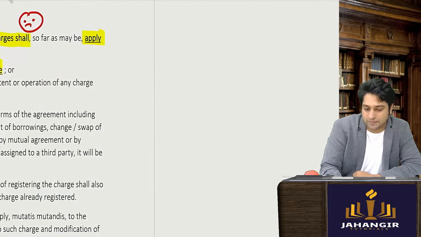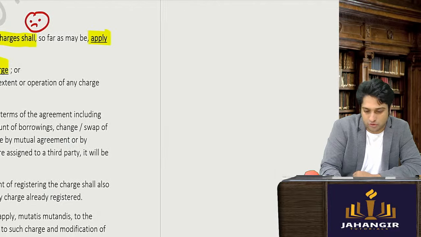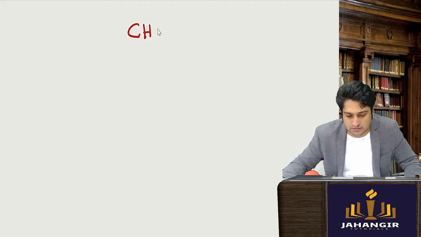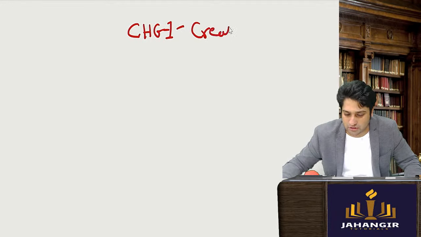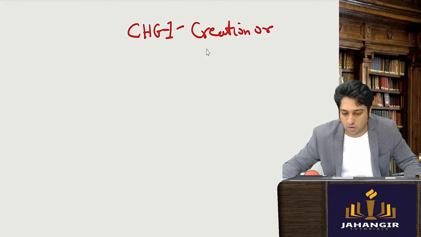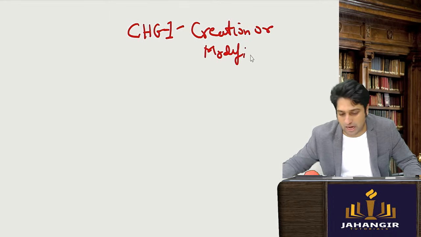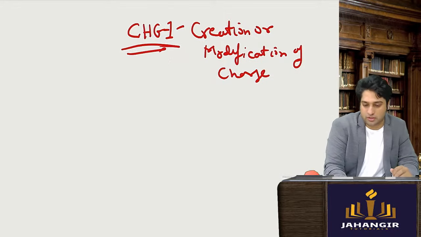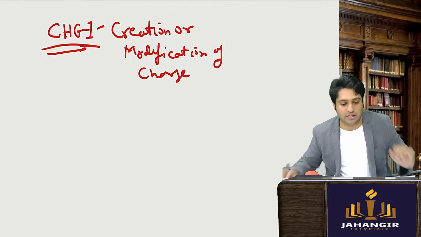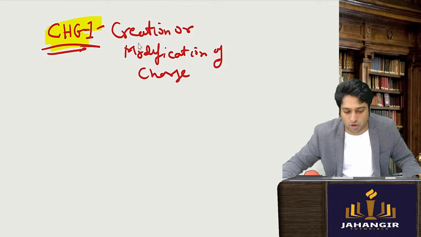Correct. So let me give you an illustration for this. First, CHG 1 has to be filed whenever there is a creation or modification of charge. Yes or no? At least this much you all get. Modification of charge. So if you all tell me, then I'll understand whether you have understood till here or not. CHG 1 is for creation or modification of charge.